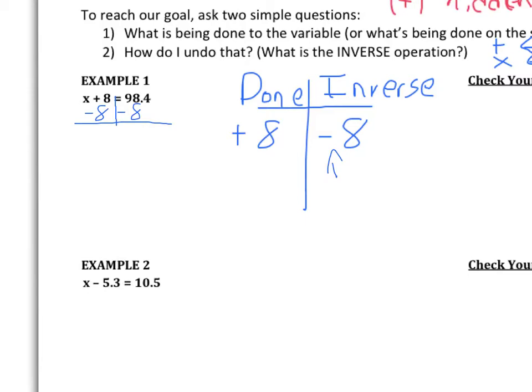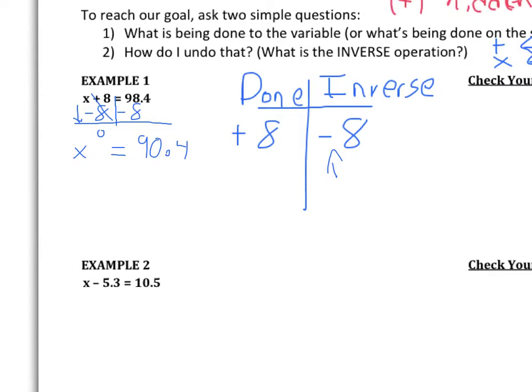Okay, when we do this, a positive 8 minus 8 cancels, or it actually gives us 0. This x we're just going to bring down. Now, do I need to show x plus 0? No, I don't. So I just bring down the equal to sign. Then 98.4 minus 8 will give me 90.4. So far I think that the value of x that would balance this equation is 90.4.